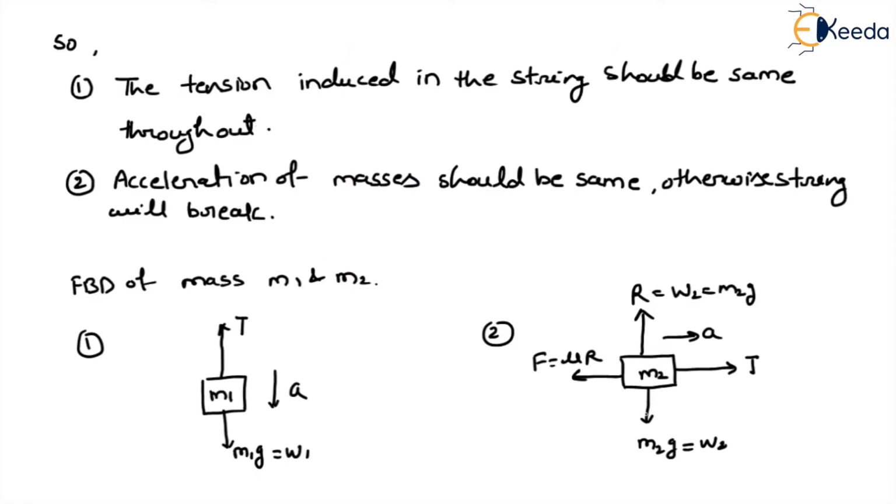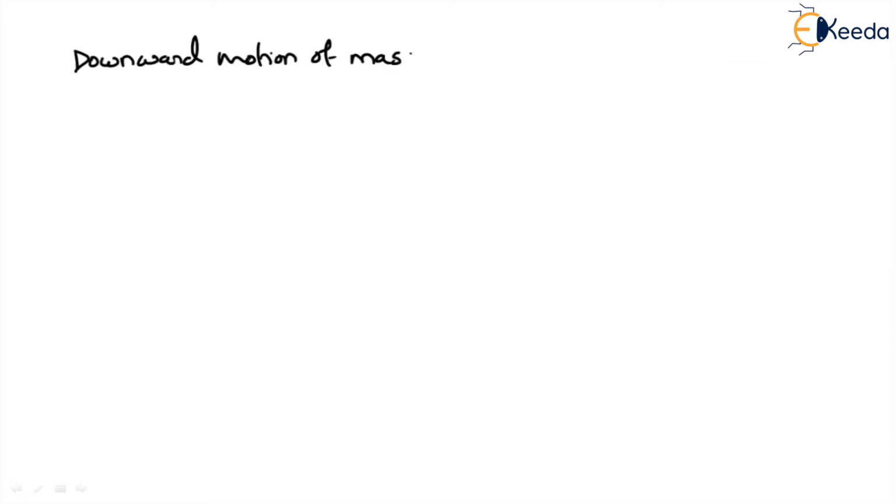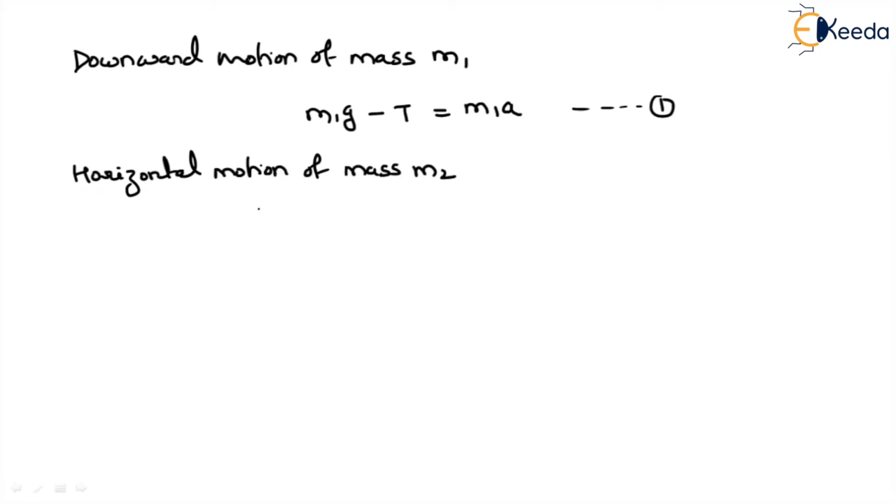So here we will have four forces. One is vertically downward weight, that is W2 equals M2G. Another is vertically upward reaction. Next is tension in the direction of motion, and another is opposite to direction of motion, frictional force, and this will be the direction of acceleration or direction of motion. Now if we solve these two diagrams, we will get two equations.